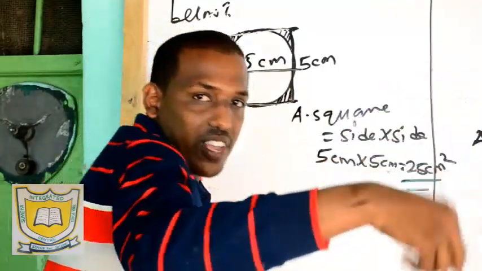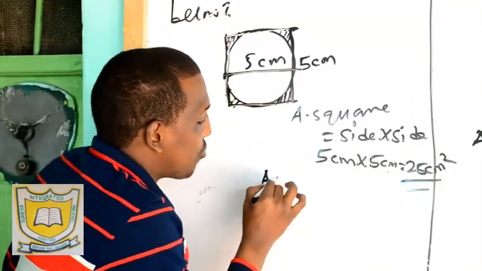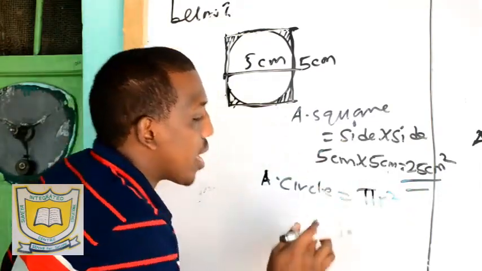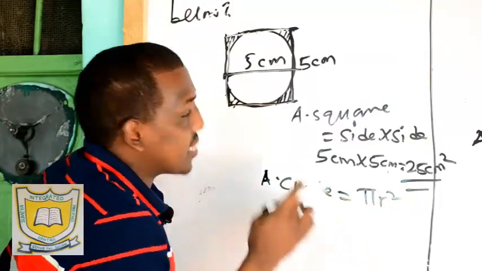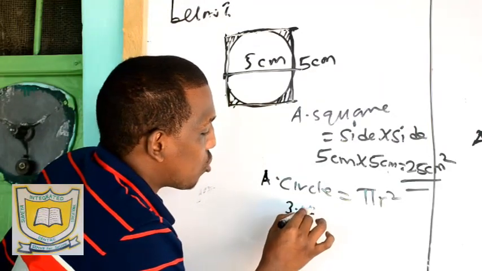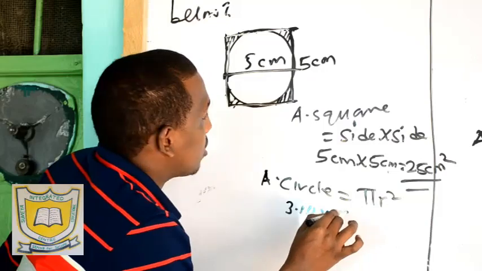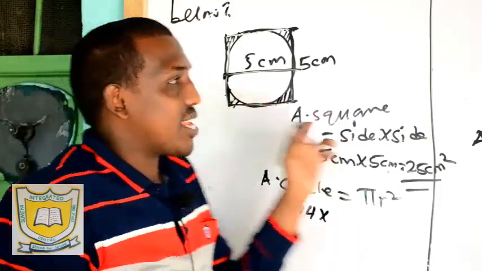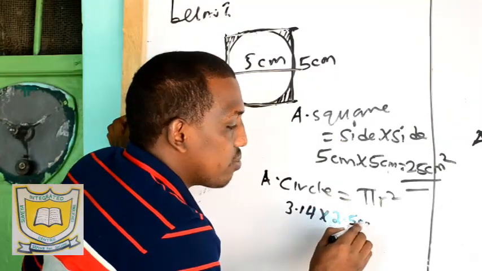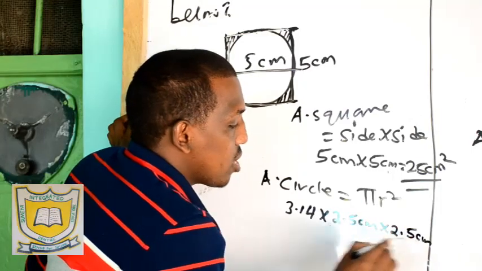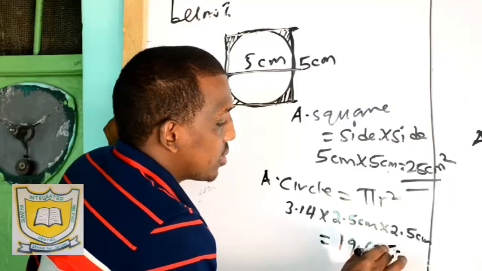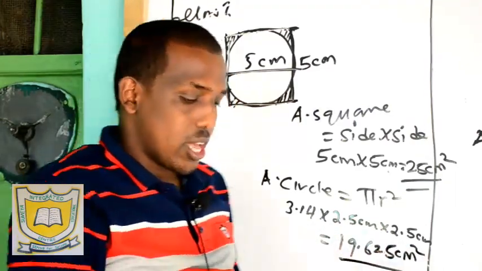What's remaining is the inner figure. The inner figure is the circle. So area of the circle is equal to pi r squared. We are told we take 3.14 because the diameter is not divisible by 7. So 3.14 multiplied by, diameter is 5, like the other one we did, so it will become 2.5 centimeter times 2.5 centimeter. When you multiply now, you will get 19.625 centimeter squared.